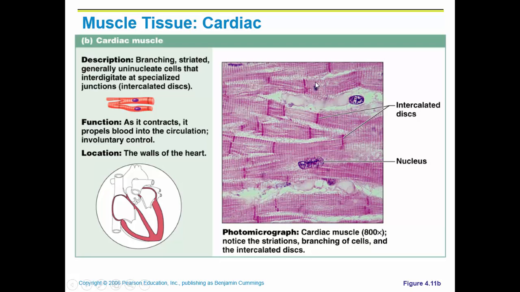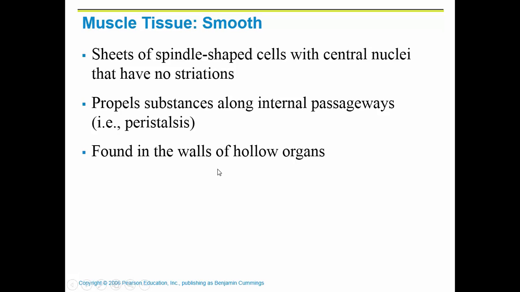You can see that there's still stripes. It only has one nucleus per cell, and then it has these real dark stripes called intercalated discs. It's also branched. You can see the branching going on there.